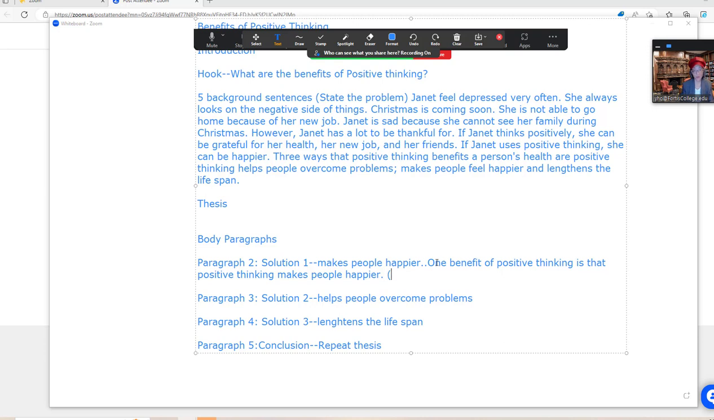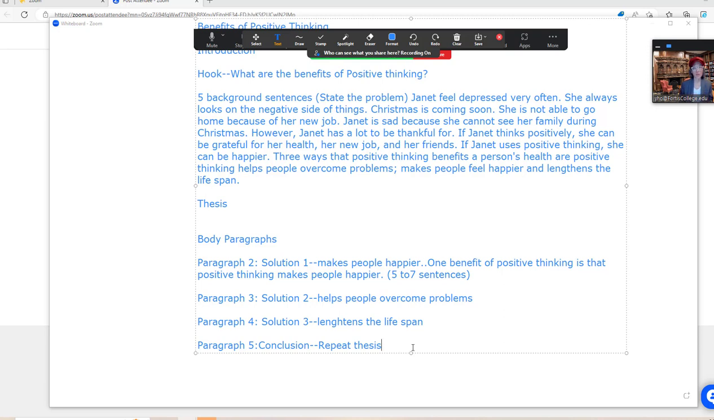Then you're going to write 5 to 7 sentences about how positive thinking makes you happier. Then you're going to write 5 to 7 sentences about how positive thinking helps people overcome problems. And then in solution 3, 5 to 7 sentences about how positive thinking helps lengthen the lifespan. And then in your conclusion, you're going to repeat the thesis again.